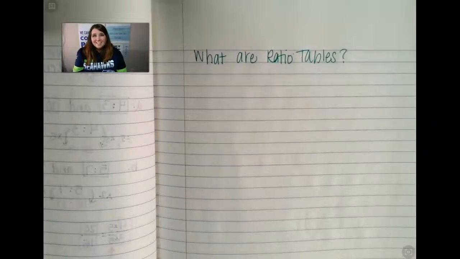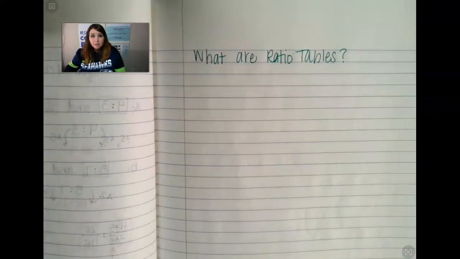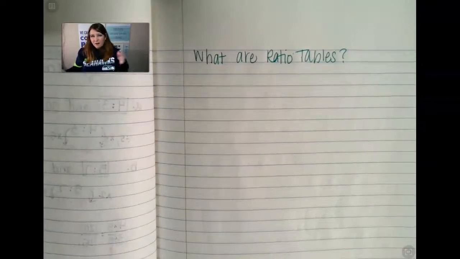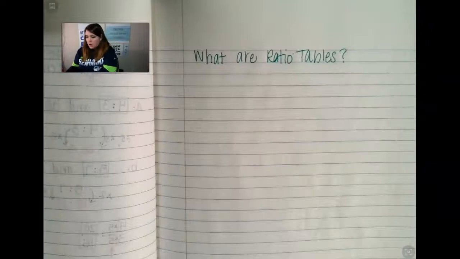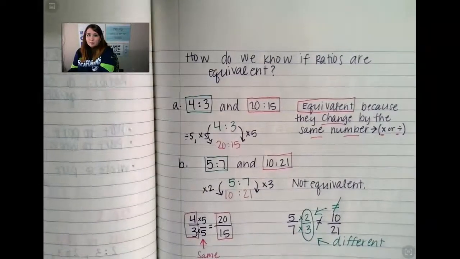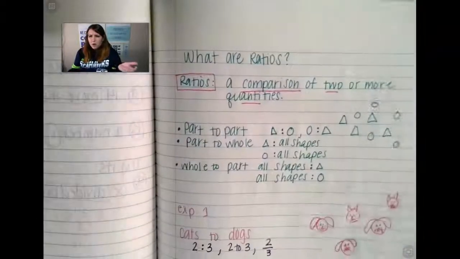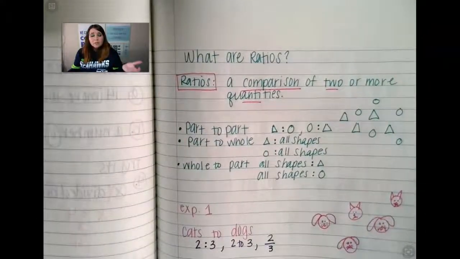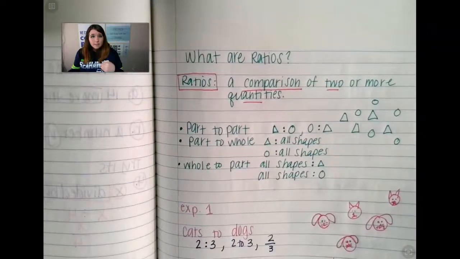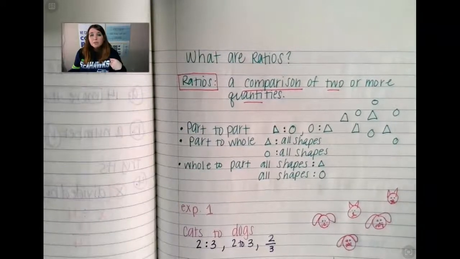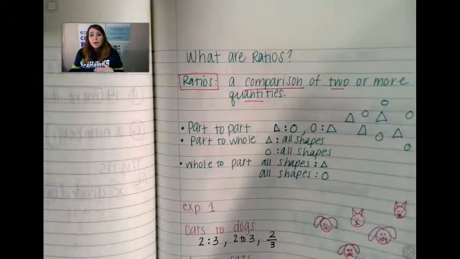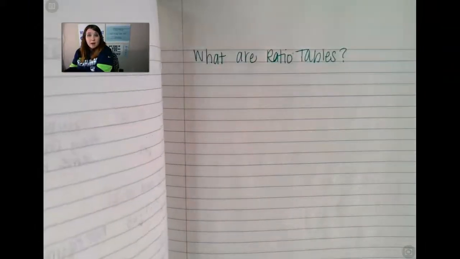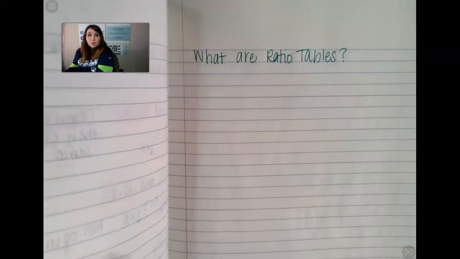Hi, sixth graders. Today we are going to be learning about ratio tables. In our last lesson, we looked at what ratios were, and we saw that they are a comparison of two or more quantities. We also saw that there were several different ways in which you could write ratios. Then we talked about how to make them equivalent.